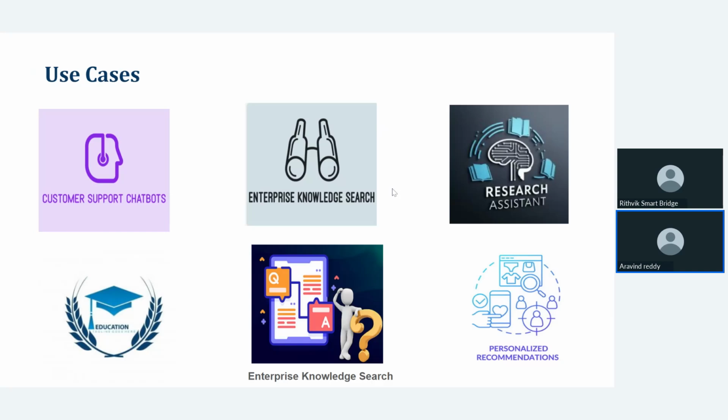So, use cases: in which industries and areas is RAG generally used? Customer support chatbots. A customer chatbot generally gives information, and it has already been trained. So how will RAG be implemented in these chatbots?